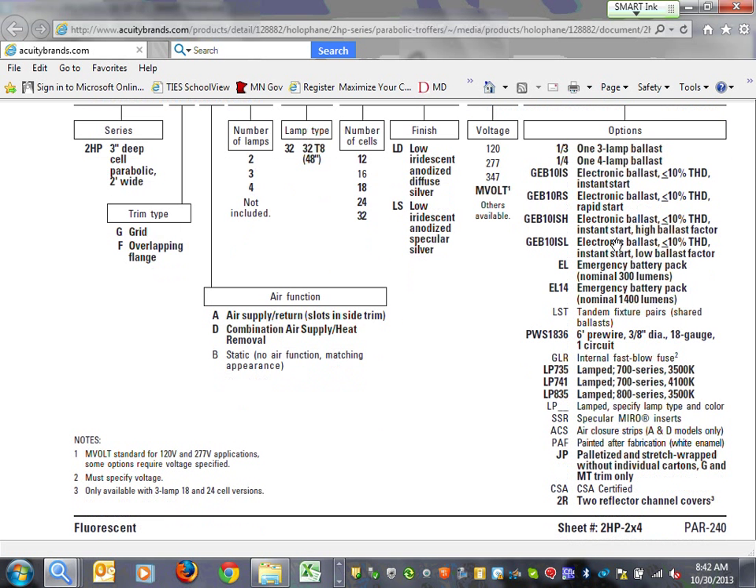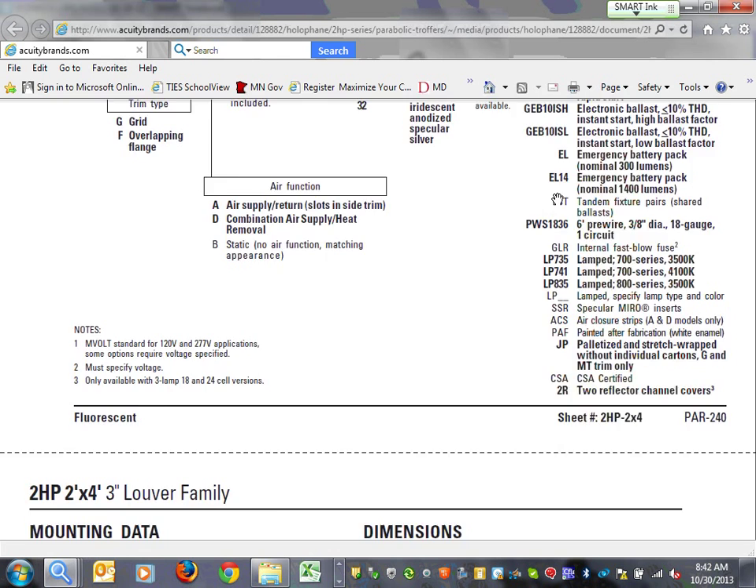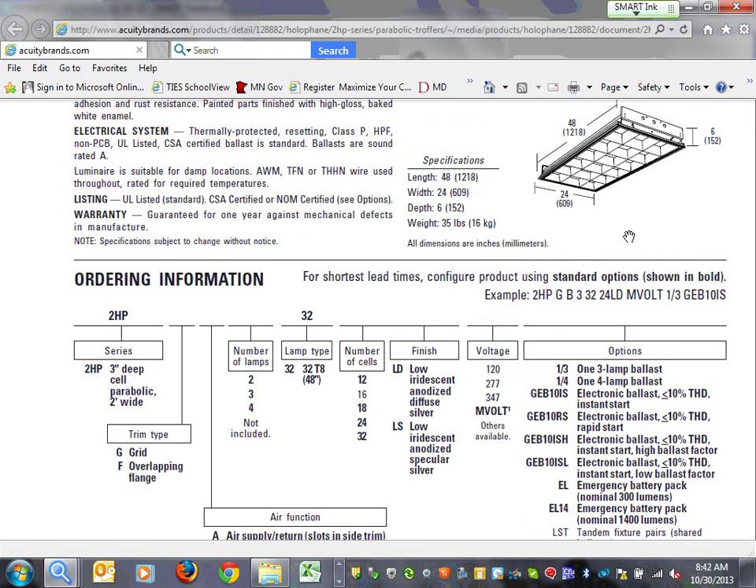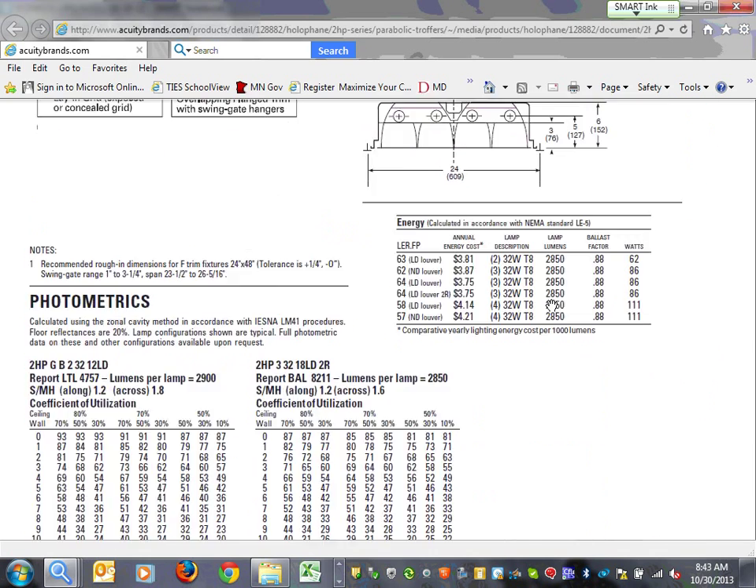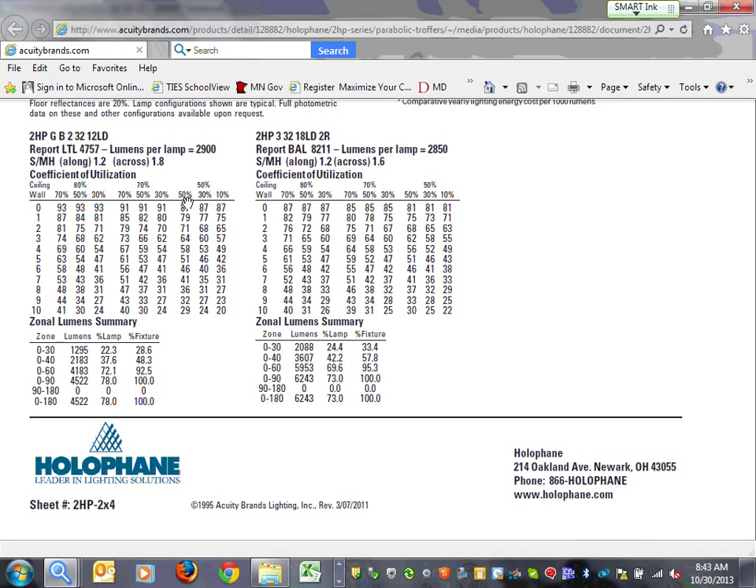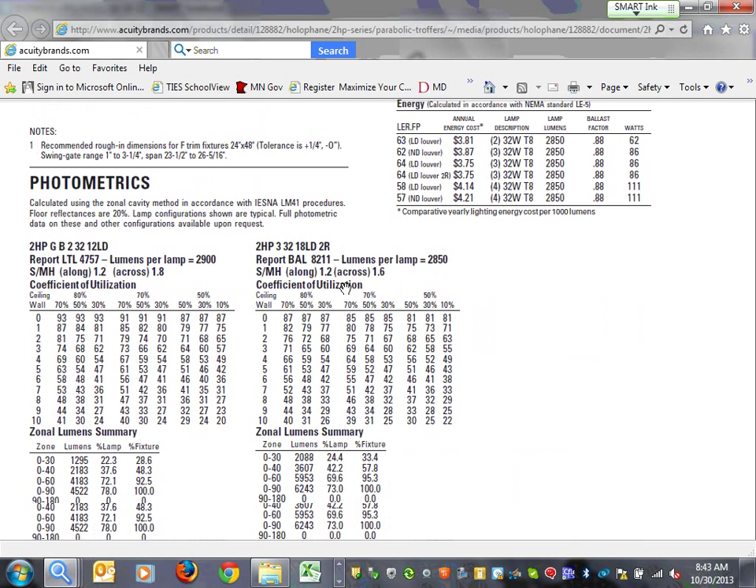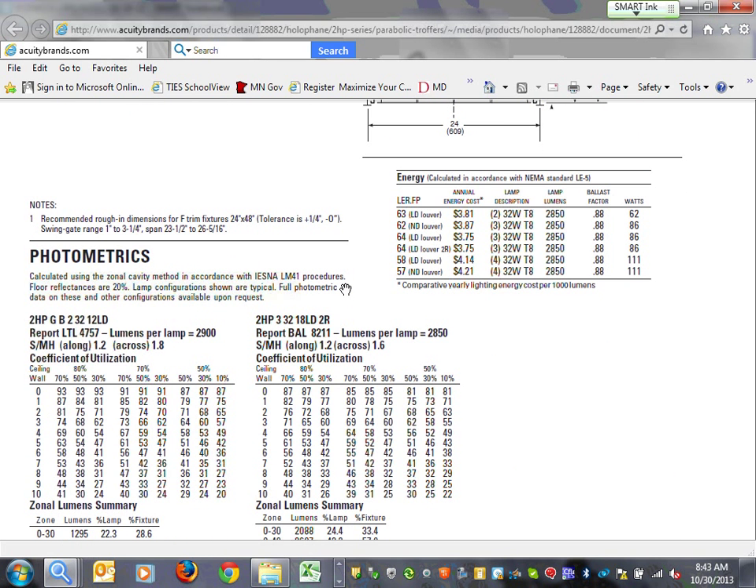Options, here's a couple of other options, guys. The most common option is the ballast, electronic ballast with less than 10% total harmonic distortion, instant start or rapid start. Any comments, guys, any questions about the type of fixture and how to read it? Yesterday, we were looking at this fixture. Here's an example of how to read the catalog number. I will talk about these, guys, when we talk about chapter 3, the efficiency and the watts and so on.